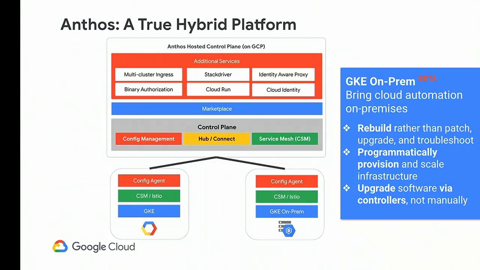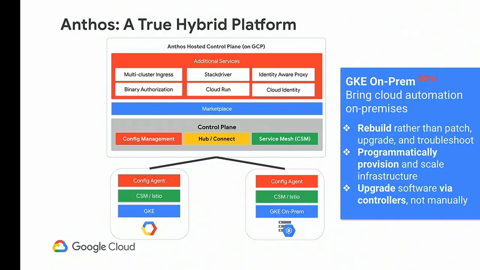GKE On-Prem is that bottom right box right there, and it's really about bringing the cloud-style automation to an on-premises model. Big elements of why this makes a lot of sense is instead of patching, upgrading, and troubleshooting your cluster, you can simply rebuild and deploy. It's much more automated in terms of control, in terms of getting that rolled out. And you can programmatically provision and scale that infrastructure.